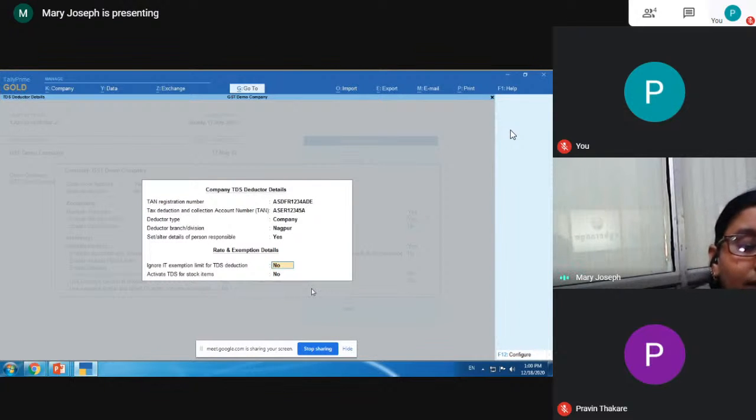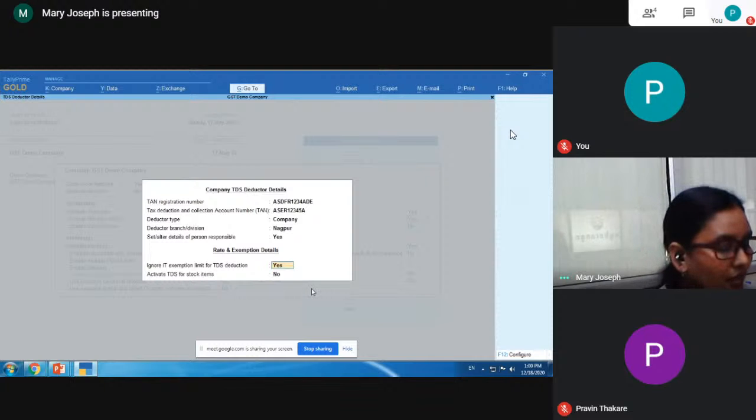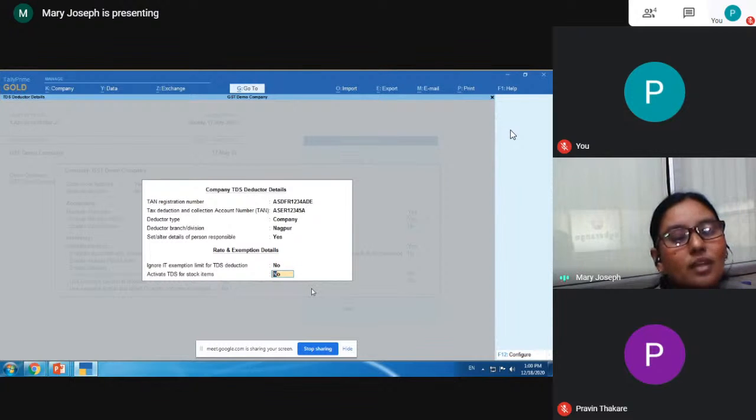Ignore IT exemption limit for TDS deduction, and rate and exemption details: what do you want to do? If you want to ignore it, then by default it is given yes. If you want to accept, then write yes. By default it is no. Activate TDS for stock items: if you are deducting TDS for stock items also, then you can press yes.